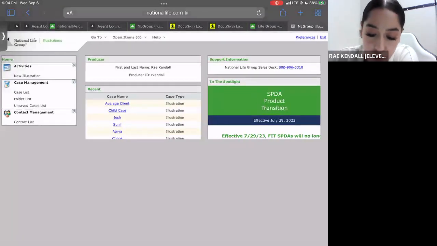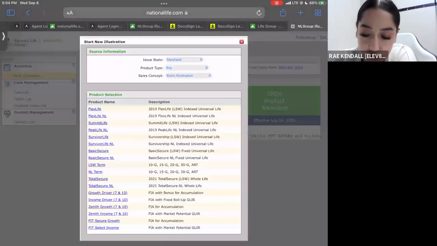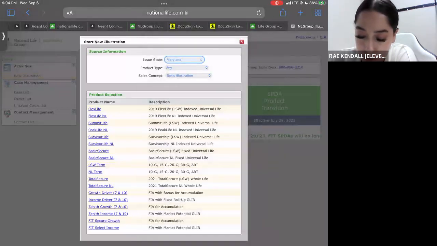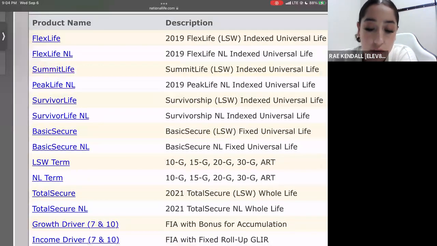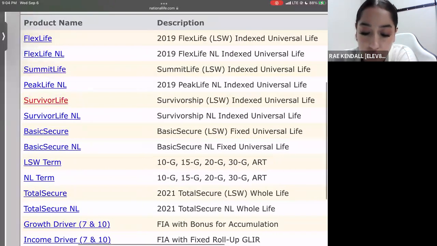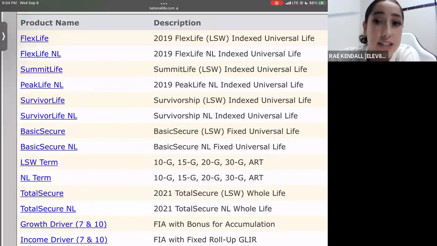So if you go to new illustration here, you want to select the state that they're in, typically Maryland for most of my clients. So let's go through some of these products. Flex Life is the Index Universal Life. So you'll notice right here, 2019 LSW Index Universal Life. But then there's a Flex Life NL.